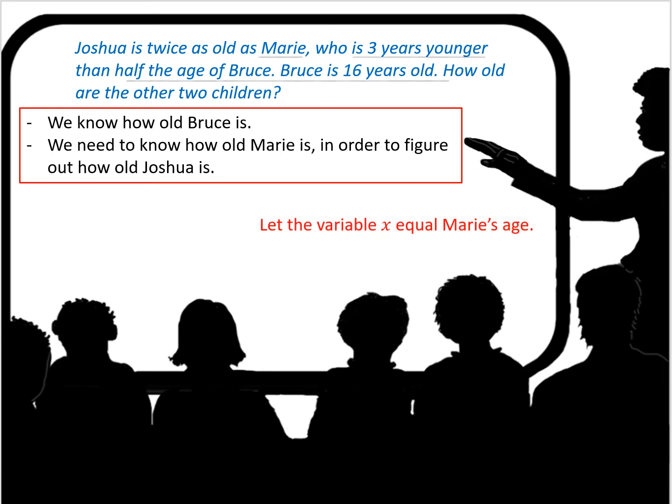Well, we know how old Bruce is. We need to know how old Marie is in order to figure out how old Joshua is. So we're going to let the variable x equal Marie's age. And remember, Marie is 3 years younger, minus 3, than half of Bruce's age. And we know that Bruce is 16. So we have our equation set up.